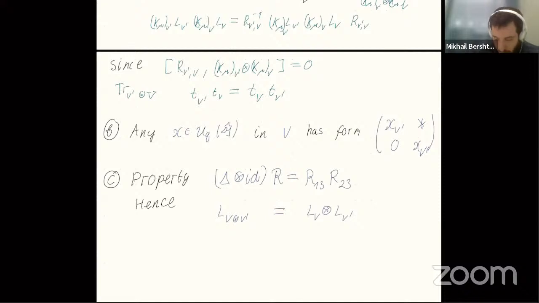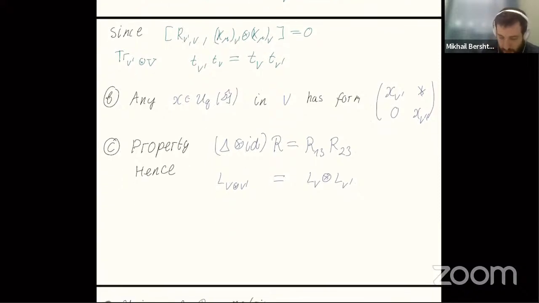I hope I'm correct. Whereas this tensor product is in terms of V and V prime, this is just the tensor product of matrices, and the third factor, which is from the quantum group, will be the product of the elements of the quantum group. And from this, we multiply by the twist and take the trace, and we get that T of V tensor V prime is equal to TV tensor TV prime.